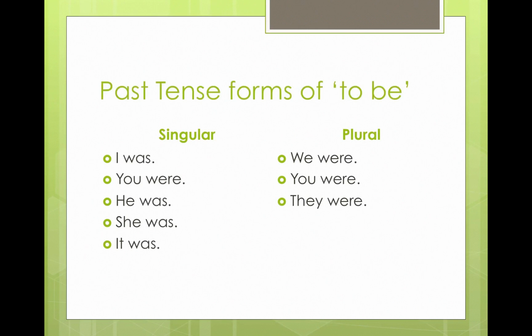Past tense forms of be also create problems. We have I was, you were, not you was, but you were. He was, she was, it was. So you never see someone say she were. That's not correct. For the plural form, it's we were, you were, and they were.